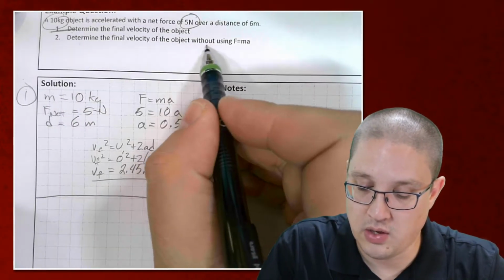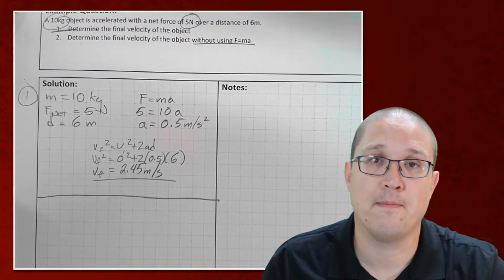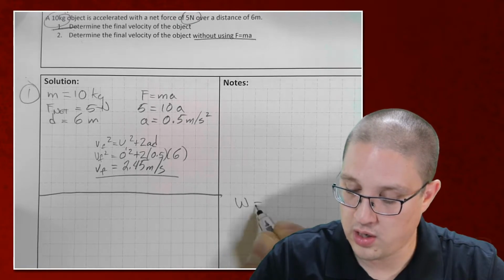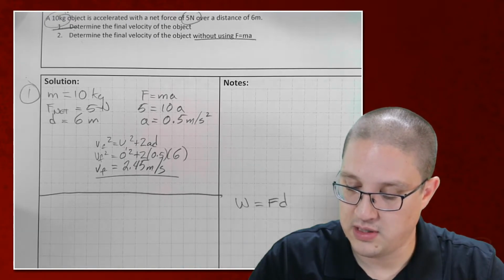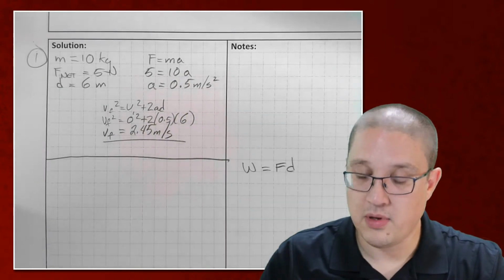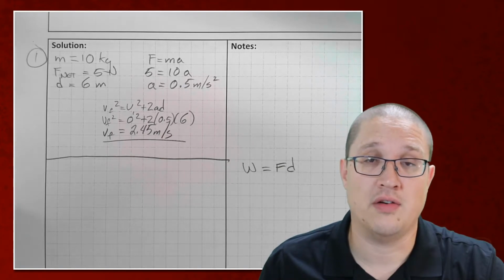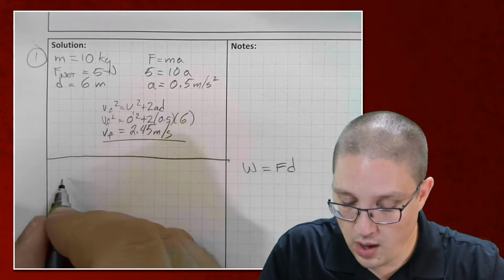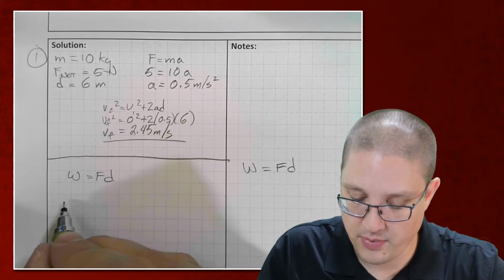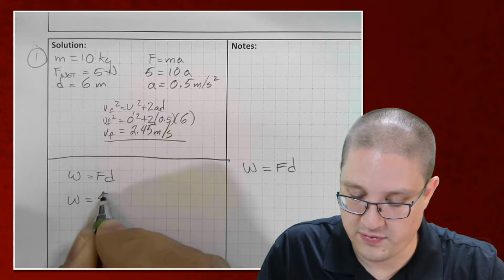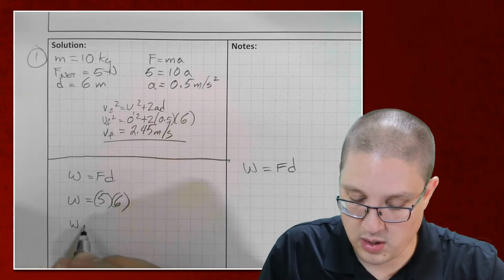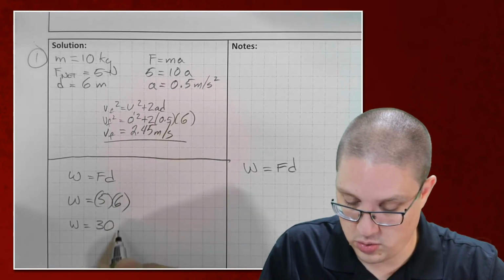You may notice that the second question says without using F equals ma. There's a new formula in grade 12, which we learn, which is work is the net force times the displacement. So if I'm going to use this formula, check your formula sheet and your formula tree for it, we can start off by saying my work is my force times my distance. So my work in this case is 5 newtons times 6 meters. So my work is 30 joules.